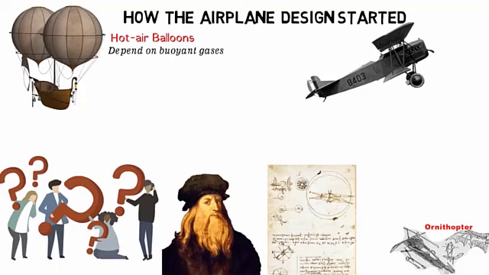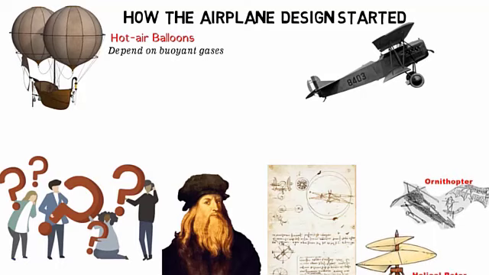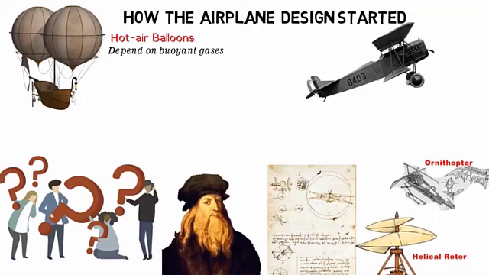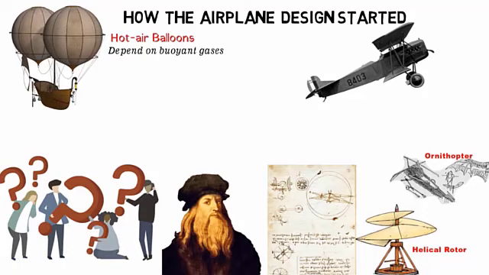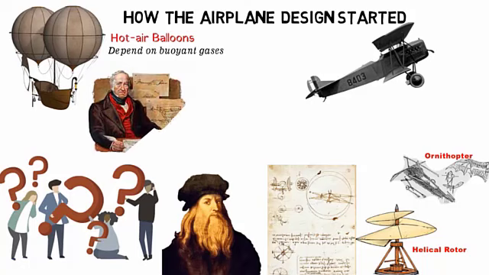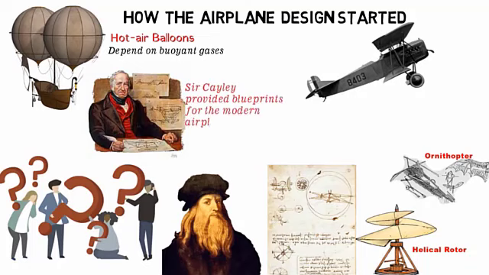His subsequent development of these flying machines included the human-powered flapping ornithopter and the helical rotor, which inspired the invention of the modern helicopter. Where da Vinci's flying machines left most wonderstruck, others investigated: English engineer Sir George Cayley, known as the Great Aeronautic Investigator. It was Sir Cayley who provided the blueprints for the modern airplane in the 19th century.